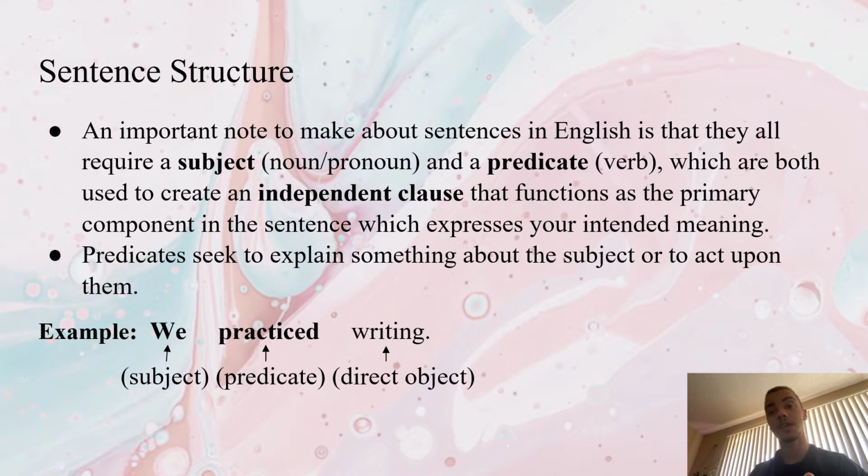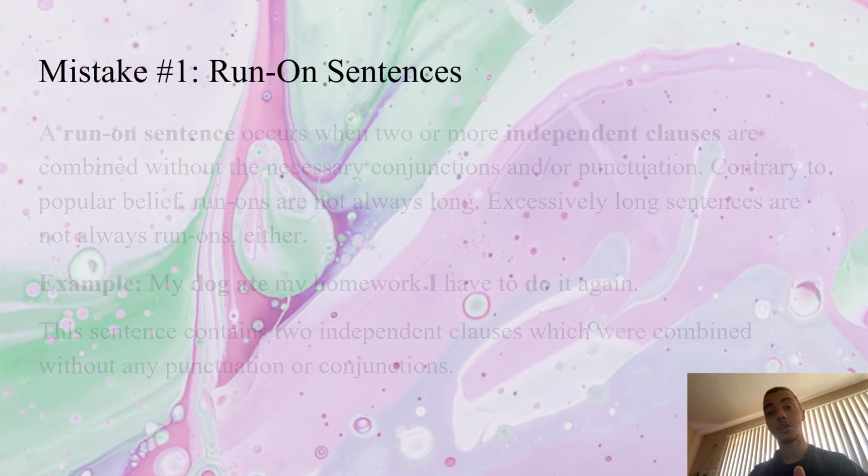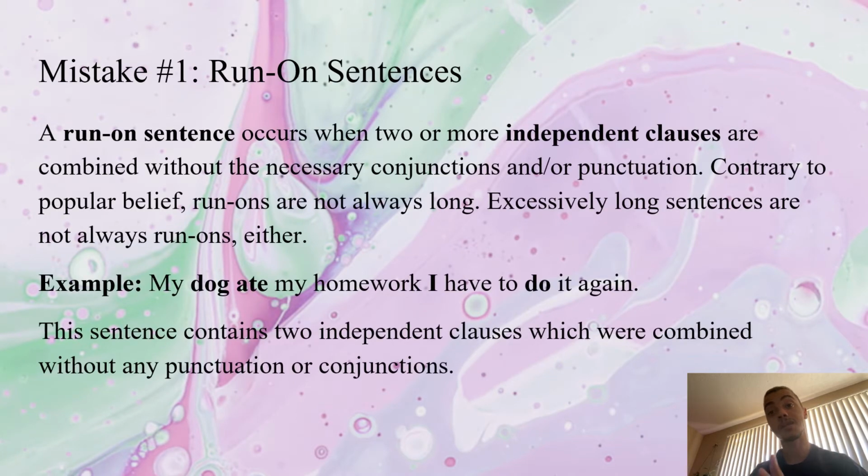So our first mistake is going to be run-on sentences. Run-on sentences occur when you have two or more independent clauses and you combine them into the same sentence without using conjunctions or punctuation marks that are required. As I have noted here, contrary to popular belief, run-on sentences aren't always long. A really long sentence isn't always a run-on either. So it's just about whether or not you're connecting the independent clauses correctly.